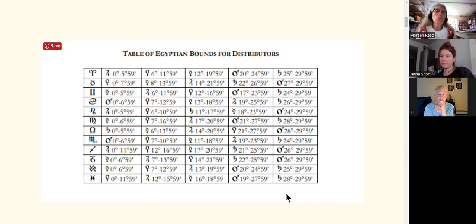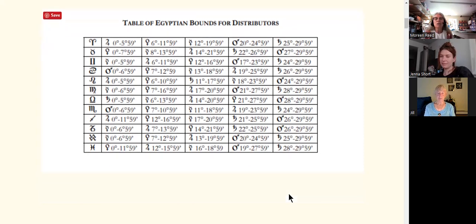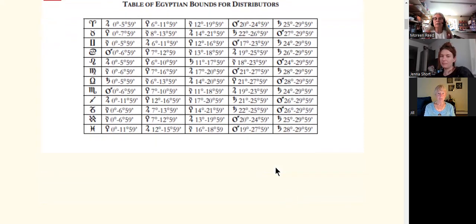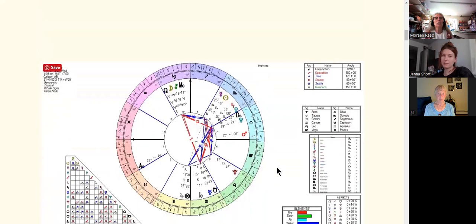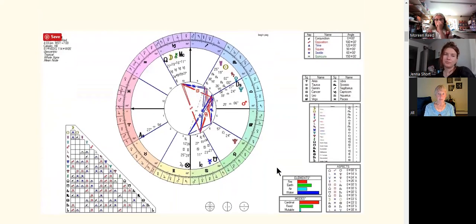Okay, so what they are proposing, and here I'll bring you down to, so this table translates into what it might look like here. Now this is my chart, and as you can see, Aries starts with a Jupiter bound, then Venus, then Mercury, then Mars, then Saturn, and then it starts again, right?